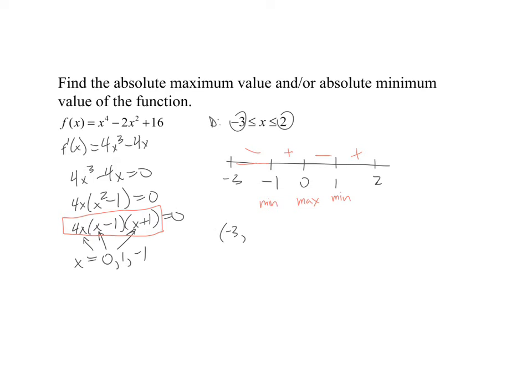If we plug in -3, and remember, you always want to go back to the original equation, plug in -3 into that equation, we get 79. If we plug our -1 into that equation, that'll give us 15. Sorry, -1 gives 15, not 14.